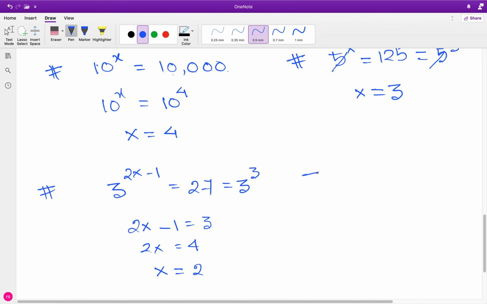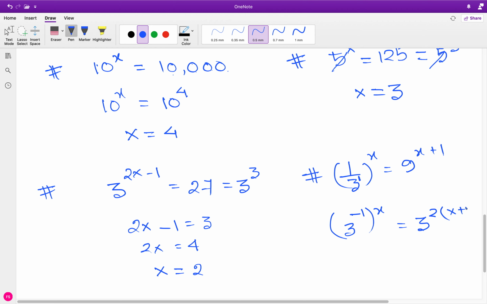Let's look at another example that is in fraction form. 1 over 3 to the power of x equals 9 to the power of x plus 1. Now look at this. When you don't have a power, it just means the power is 1. So if you move it up, this power will become negative. We just studied this rule today. So if you move it up, it will become negative 1, but you also have 1x outside, so it will be there. For 9, you can actually write it as 3 to the power of 2. Inside the bracket, you will have x plus 1.